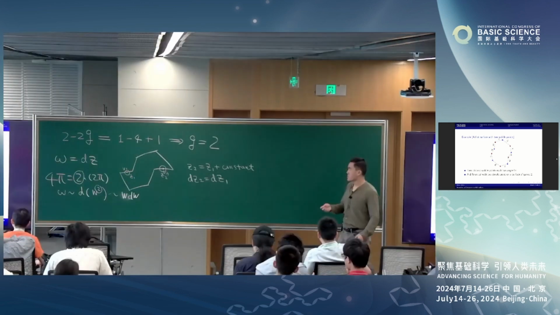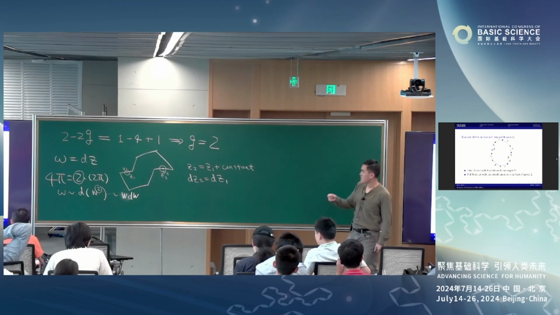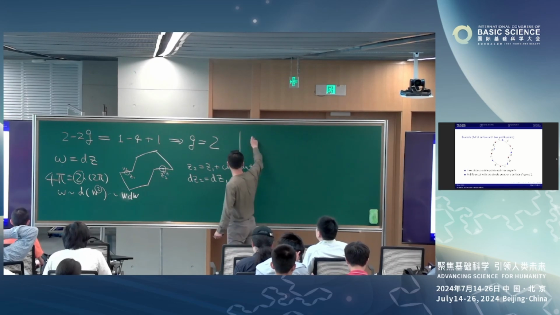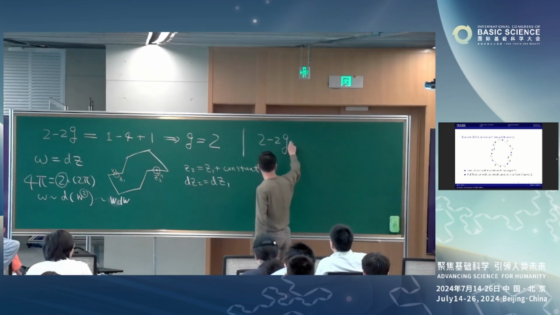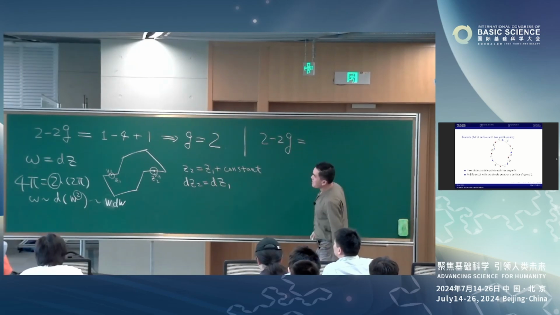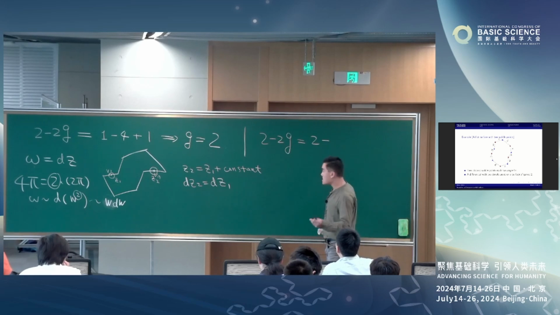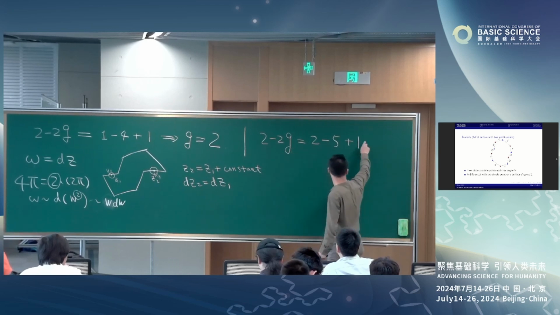So each simple zero under the flat metric has angle 4 pi. So again, we can compute the Euler characteristic in this way. We have 2 minus 2g. Now we have 2 zero cells, the blue and the red dots, and 5 edges, A, B, C, D, E, and still 1 face in the interior of the polygon. So again, the genus is 2.